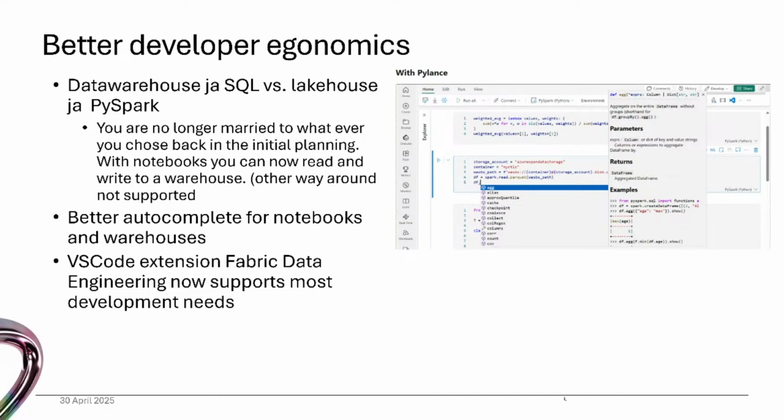So now notebooks can read and also write to warehouses, which is an excellent addition. Then there is better autocomplete for notebooks and warehouses. That's already rolled in, and I think this was a good improvement to the old ways.